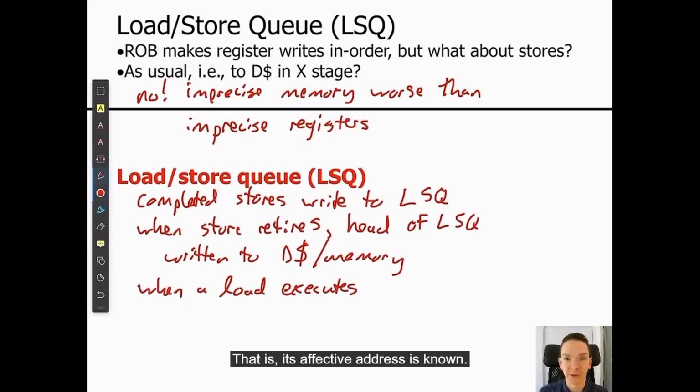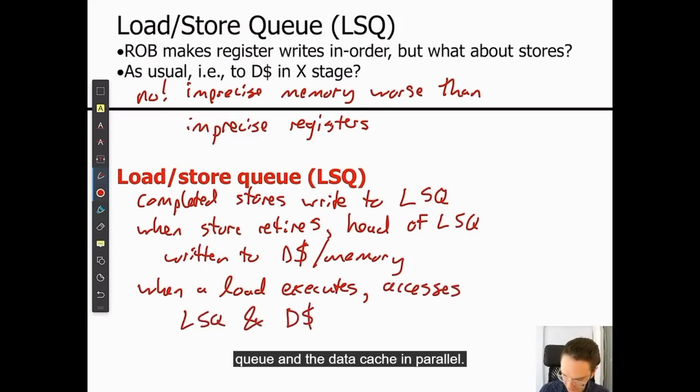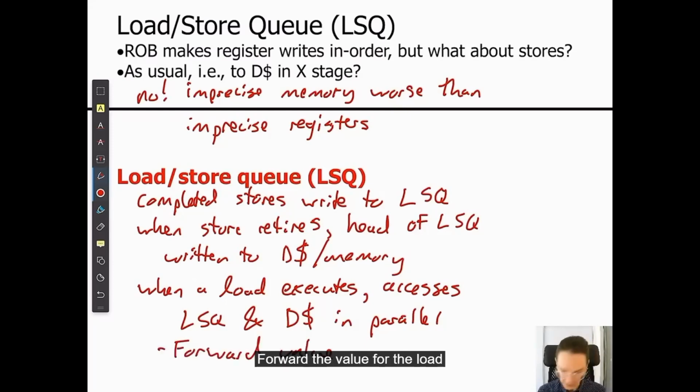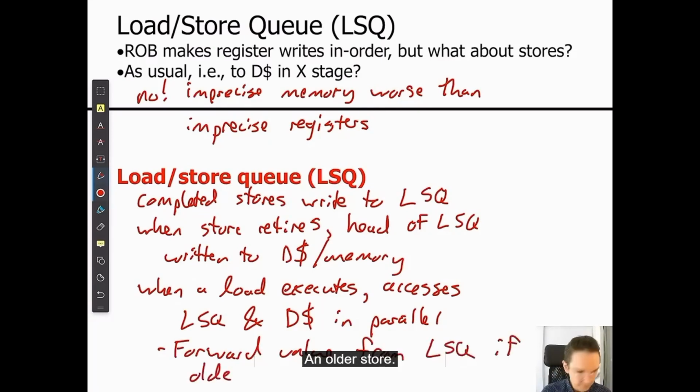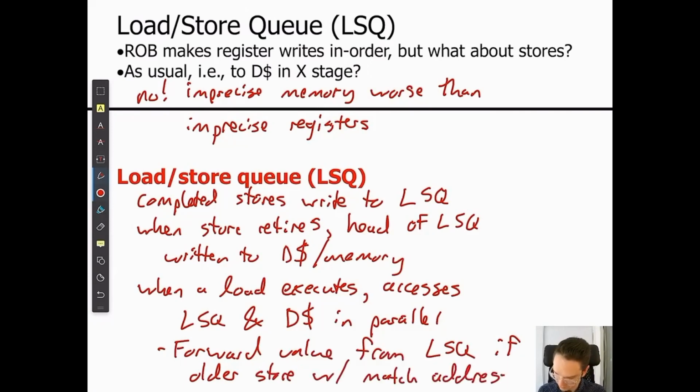So when a load executes, that is, its effective address is known, it accesses both the load store queue and the data cache in parallel. The idea here is to avoid stalling loads until their predecessor stores have retired. That could take a long time. So the big idea is to forward the value for the load from the load store queue if an older store has a matching address. In other words, if there is a read after write dependence.